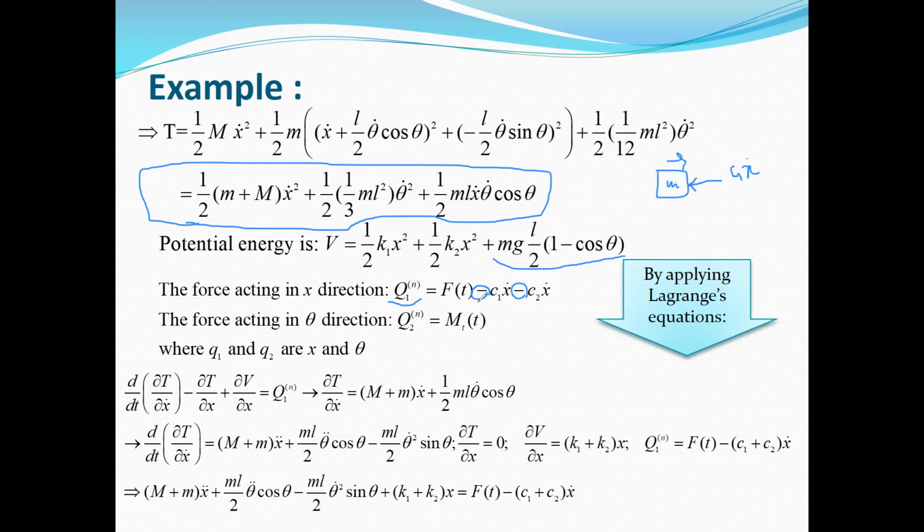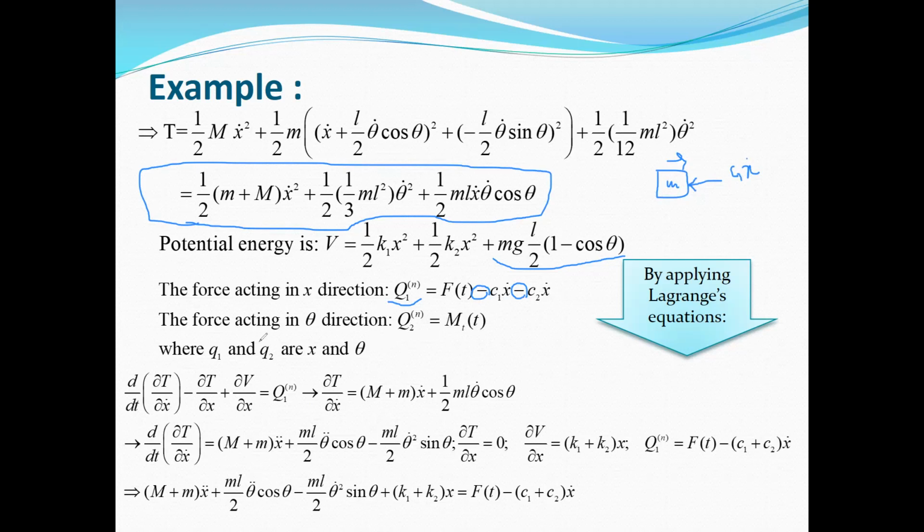So we will have one negative in Q1 for C1 and C2, and for the Q2, which is the force acting in theta direction, we will have only the moment mt because theta is the angular rotation and angular degree of freedom.